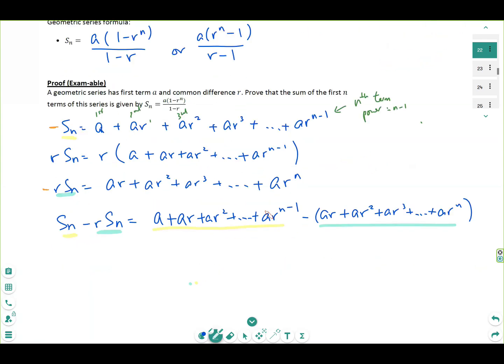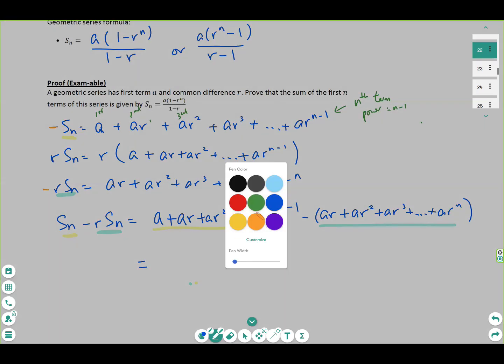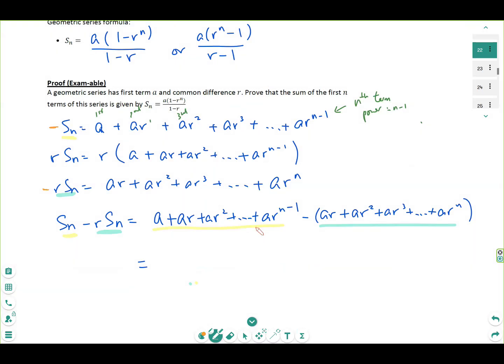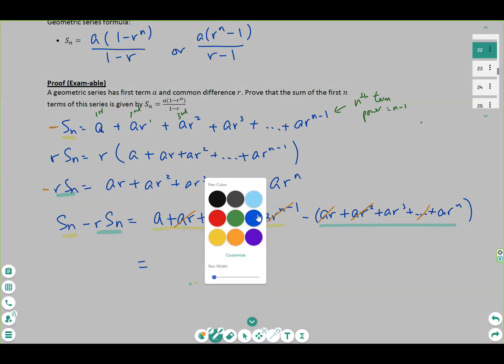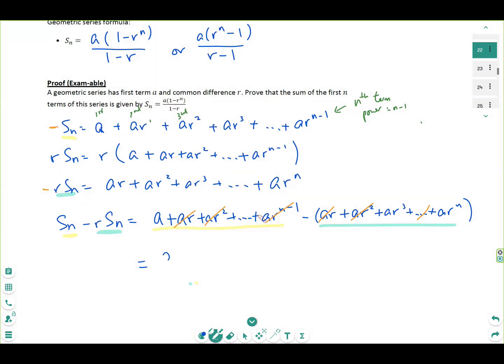When we subtract it, what you realize is the ar and the ar cancel out. Ar squared and ar squared cancel out. Ar to the power of n minus 1 will cancel out with ar to the power of n minus 1 inside this bracket. So we're just left with a plus ar to the power of n. Oh, sorry, minus rather, because it's a minus. So that's Sn minus r Sn.